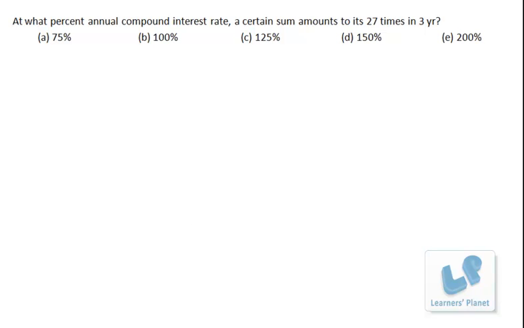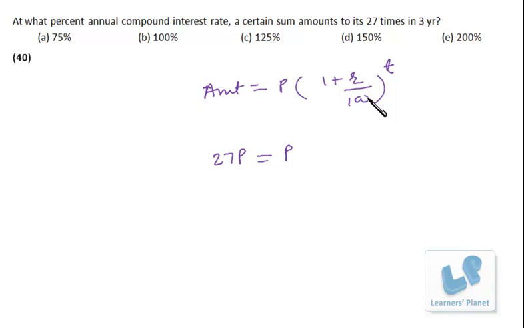Now, at what percent annual compound interest rate does a certain sum amount to 27 times itself in 3 years? Now, what is the formula for compound interest? That is, the amount of compound interest is principal times (1 plus r by 100) raised to t, that is tenure in years. Okay. Now what we want is this amount to be 27 times. So suppose this is P, that means this is 27P, and we have to find out the rate of interest. So it's (1 plus r by 100) raised to 3.